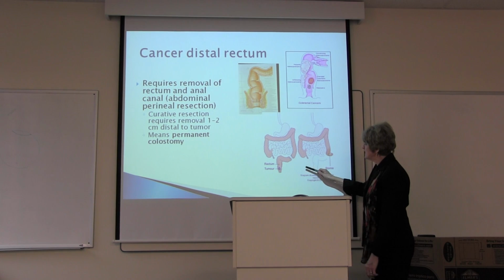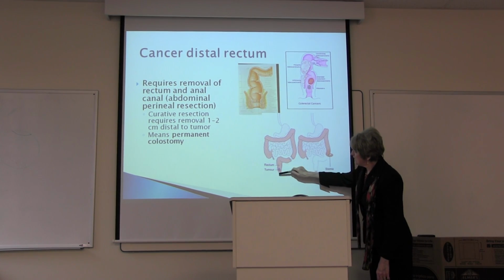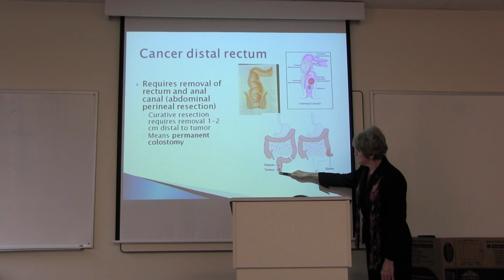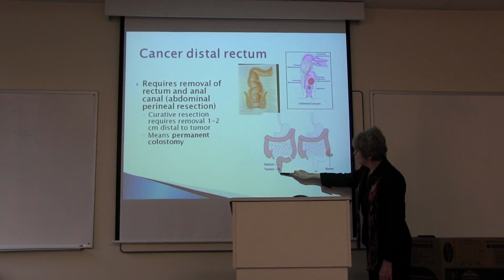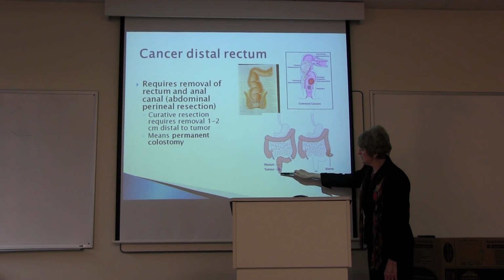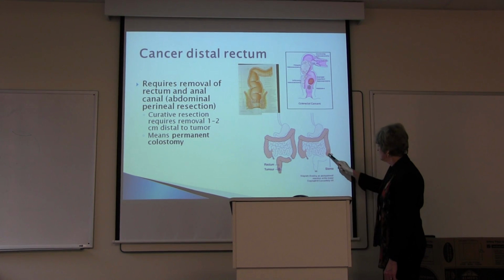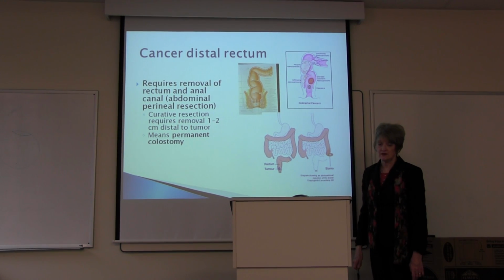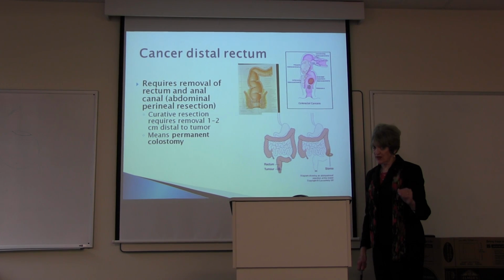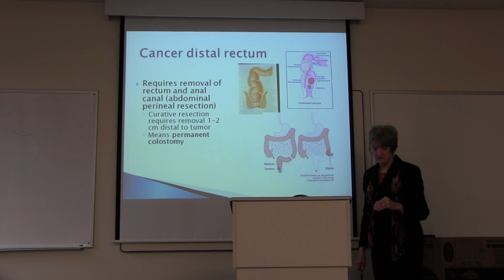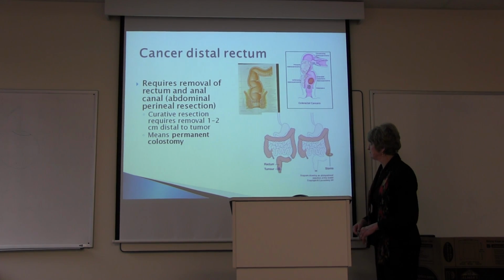So here's what would be done. When you have a very low-lying rectal tumor and when curative resection takes you past the sphincters, then they're going to take out the entire rectum, the anal canal, the sphincters, the anus. You're going to have a perineal incision and you're going to have a permanent colostomy. So distal rectal cancer, low rectal cancer, in order to get a curative resection, you have to go past the sphincters. That means you cannot reconnect. That means the colostomy will be permanent.